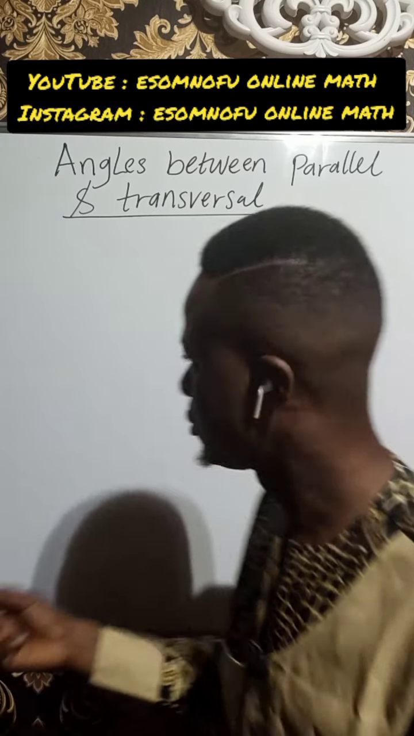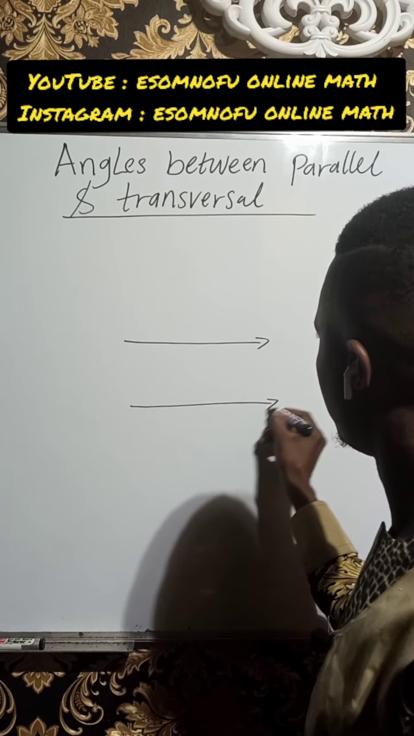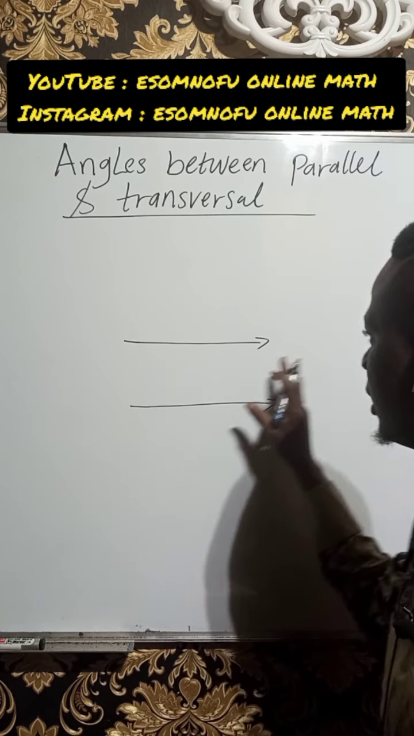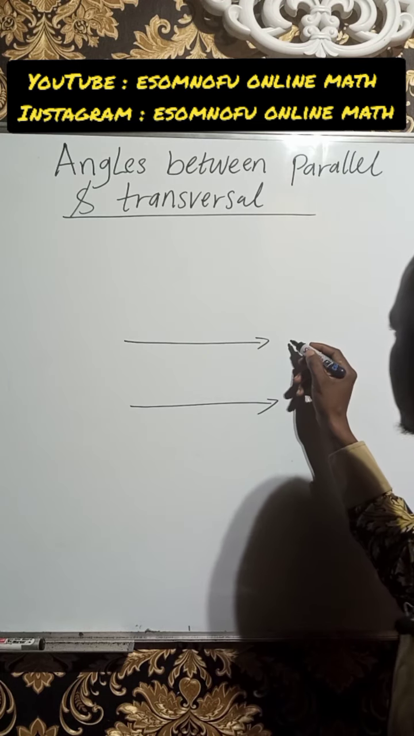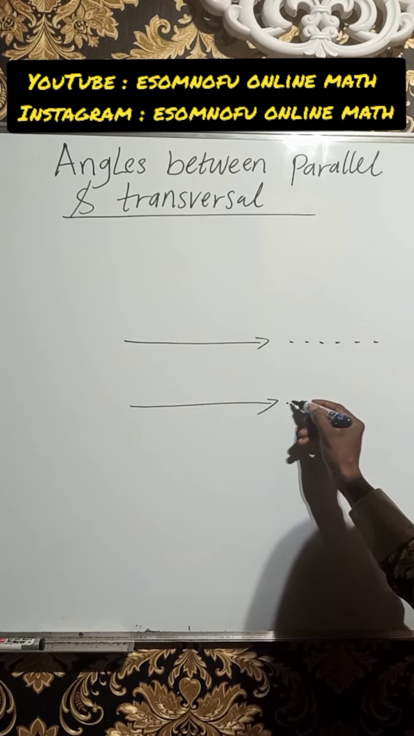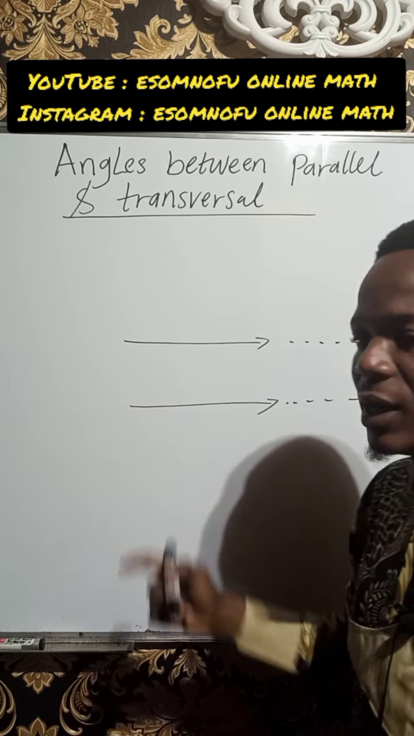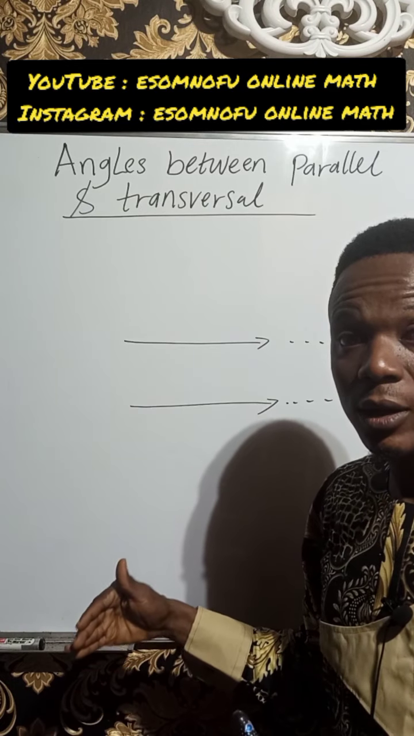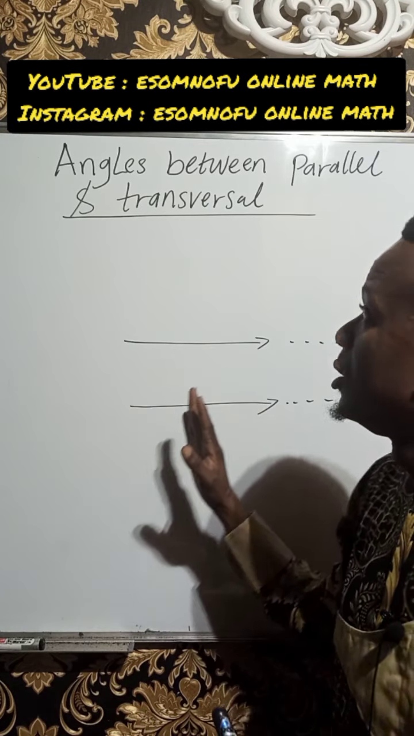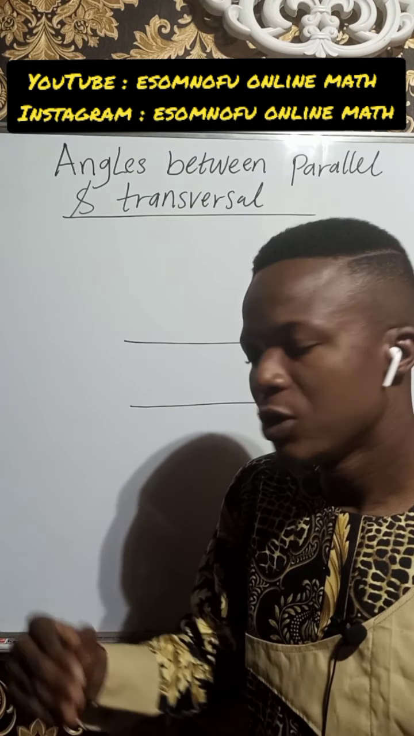Now when you have two or more lines like this, you can see that these lines are heading in the same direction. But no matter how I try to extend these two lines, they can never meet at any point. If such a thing happens, it means that the lines in question, whether they are two or more, are parallel. So parallel lines are lines that can never meet at any point, no matter how you try to extend them.